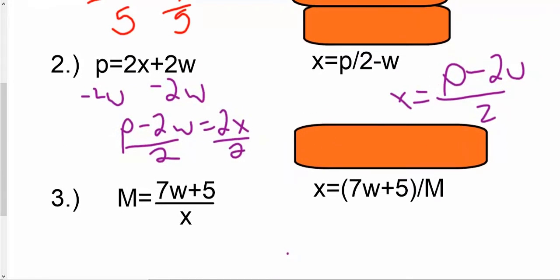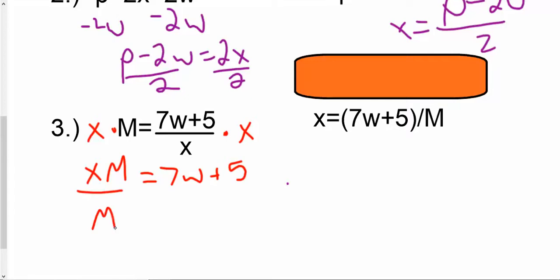Here we have an x in the denominator. We can't have an x in the denominator, we need it in the numerator. So we're going to multiply the top and bottom, or essentially we're going to multiply both sides by x to get that x out of the denominator. On the right-hand side, x over x becomes 1, so we're left with 7w plus 5. And on the left-hand side, we have x times m. Well, I don't want x times m, I just want x. So we're going to divide by m and get x equals 7w plus 5 over m.